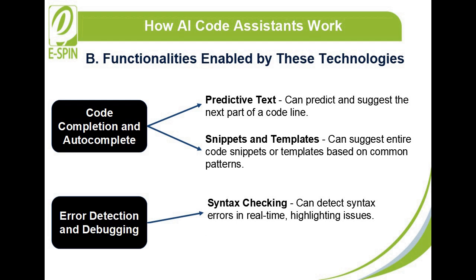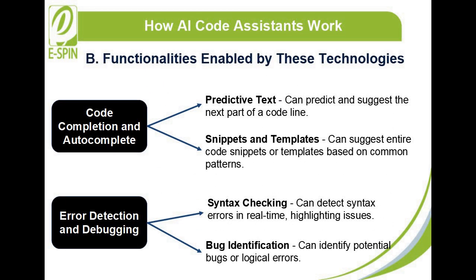Syntax checking. AI code assistants can detect syntax errors in real time, highlighting issues as the developer types. This immediate feedback helps in maintaining code quality. Bug identification. By analyzing code patterns and structures, the assistant can identify potential bugs or logical errors. It can suggest fixes or highlight problematic areas for the developer to review.